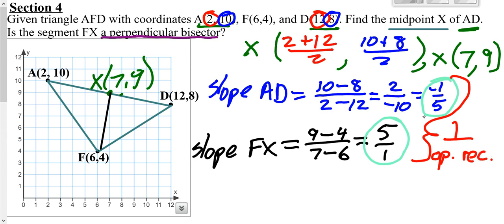If these two slopes that I circled here were not opposite reciprocals, it would not be perpendicular, and we would not be able to prove this. So, since we know that X was the midpoint, it's then the bisector, and we just looked at slopes to do the perpendicular. So since we've done both, we can then conclude that FX is the perpendicular bisector.